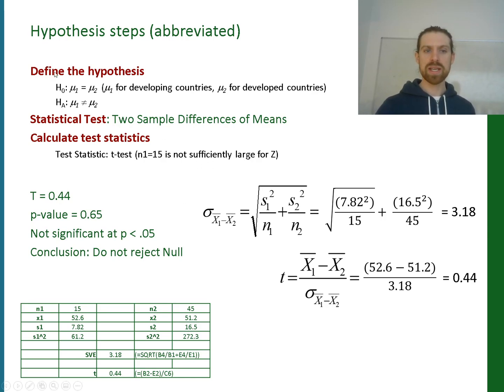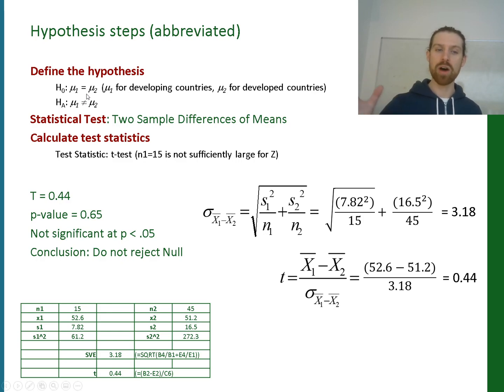So in this particular case, we need to define our hypothesis. The null hypothesis says that there's no difference in the workforce participation rate of females between lower income countries and higher income countries. The alternative hypothesis is that there is a significant difference in labour force participation rates for females between low income and high income countries. But we're not saying anything about which way that runs. So you'll notice that this is a two-tailed test.